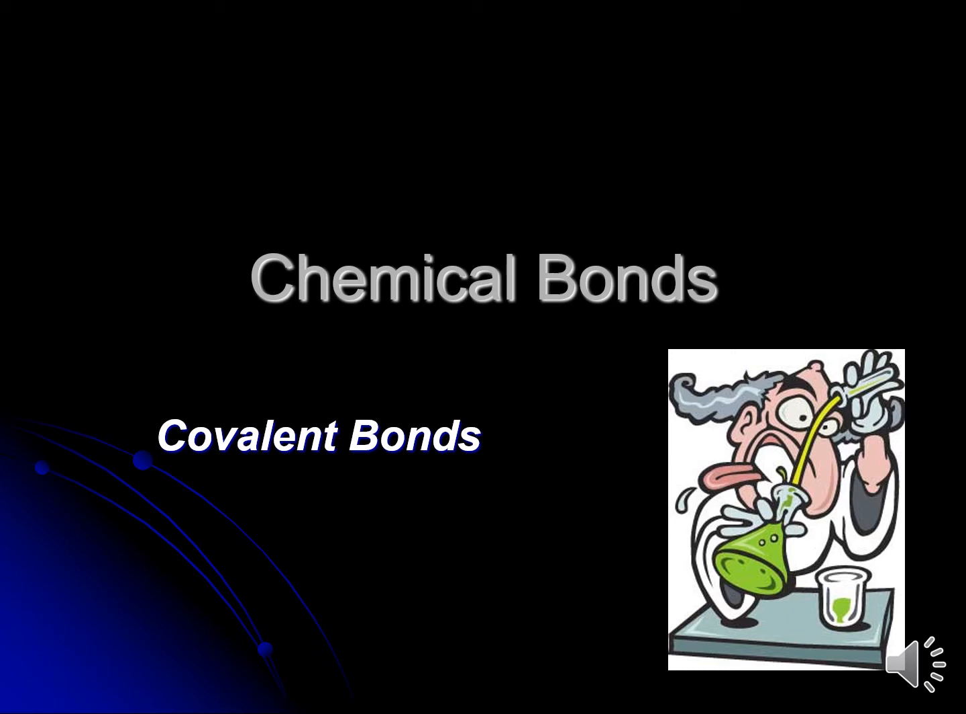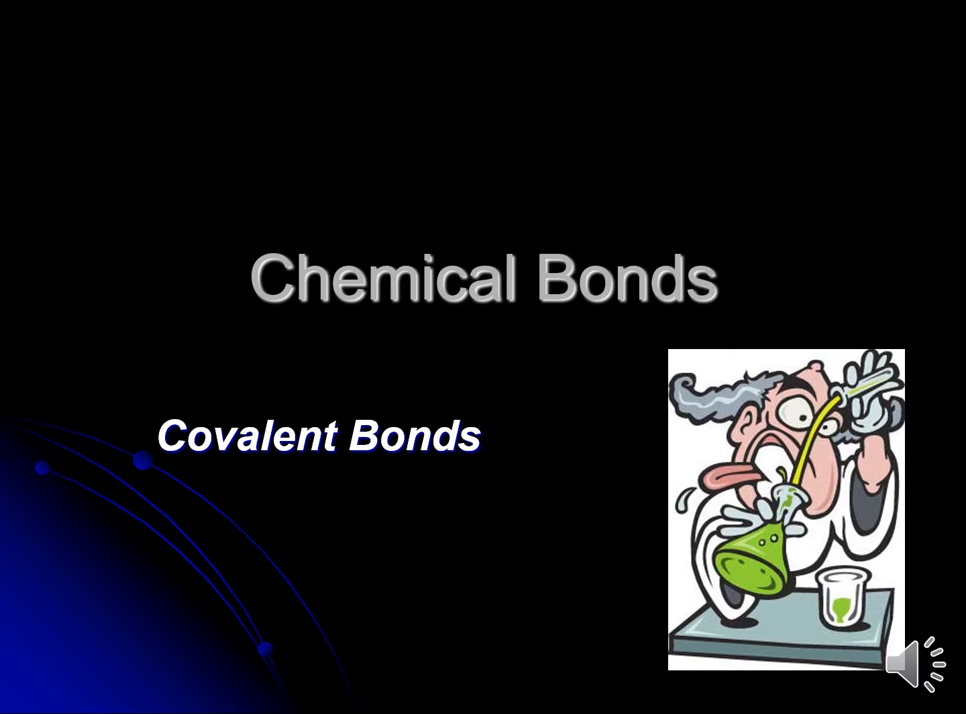Now, last time we talked, we went over ionic bonds because there are three different kinds of chemical bonds we're going to go over. There's ionic bonds between metals and nonmetals. Today we're going to go over covalent bonds. Now, covalent bonds go on between two nonmetals.